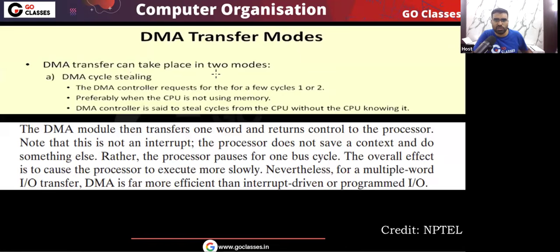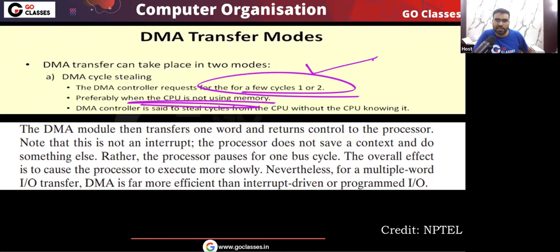Okay, so we have seen what is cycle stealing mode. Is this clear? What is the cycle stealing mode? Basically, this DMA is stealing one or two cycles, and then it is transferring 1 byte of data, and then this DMA is giving the control of the system bus to the CPU again. Okay, so this is called cycle stealing mode.